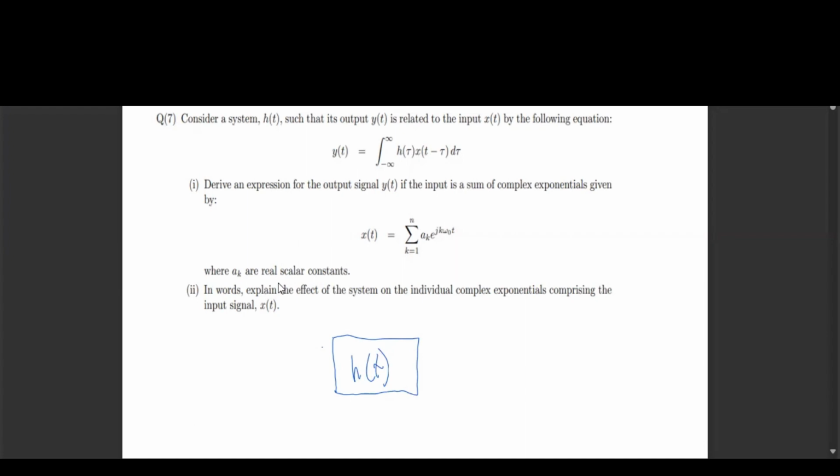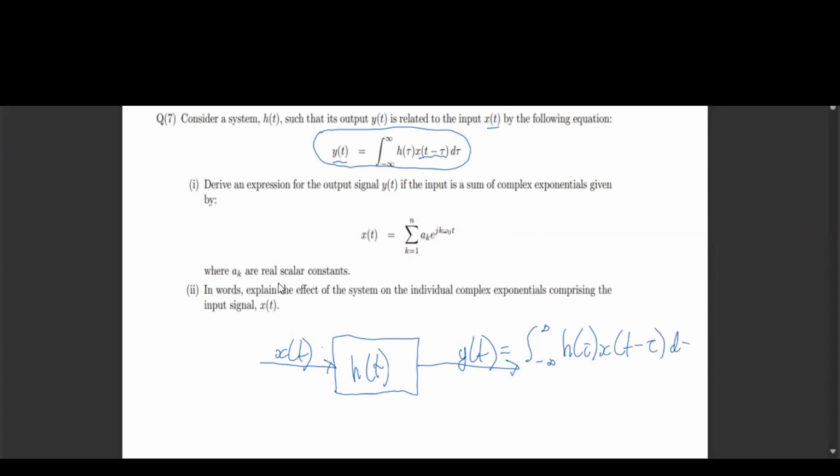Such that the output y at t, so the output would be on this side, so whatever is coming out is related to whatever input x at t, so x at t coming in, by the following equation. Okay, so I have y at t here, which is the output, and we have x at t shifted by minus tau. So this here is the equation that they state to represent y at t. They said y at t is equal to the integral from minus infinity to infinity of h of tau x at t minus tau d tau, right?